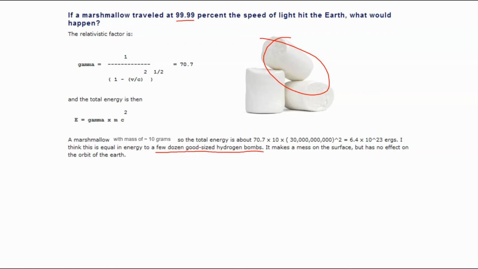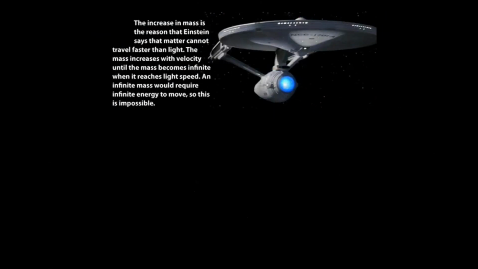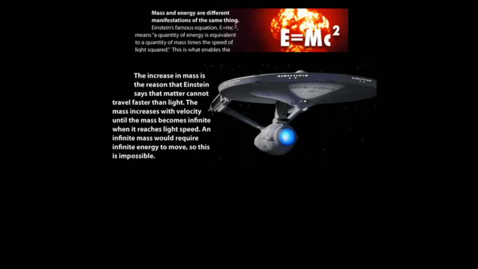So a vehicle that we want to make that travels at the speed of light, not so much. That's a one-trip voyage. So when we see these sci-fi vehicles traveling at warp speed, speeds greater than light, not so much. That's why it's science fiction. So the increase in mass is the reason that Einstein says matter cannot travel faster than light. The mass increases with velocity until the mass becomes infinite when it reaches light speed. An infinite mass would require infinite energy to move, so it's impossible.